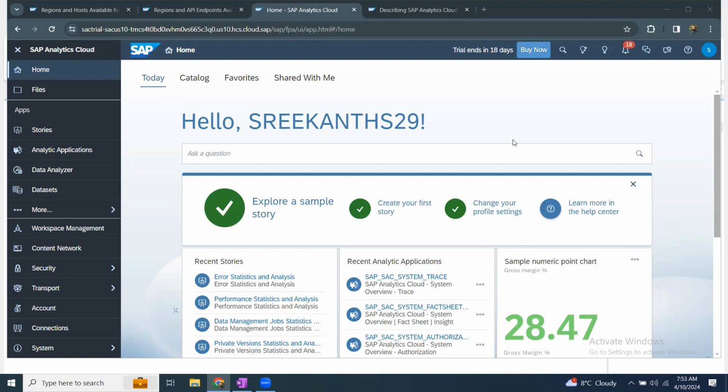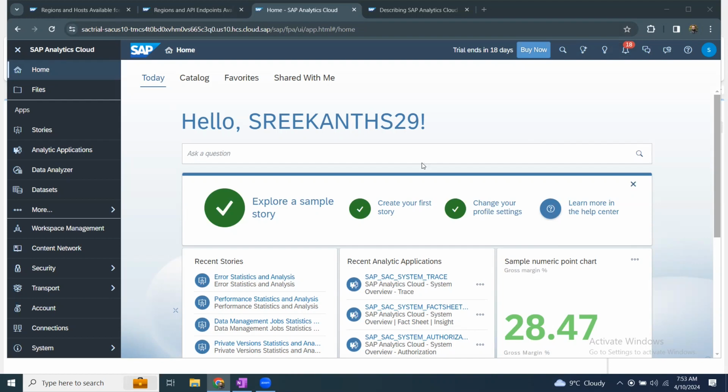In addition to identifying the environments, we will also understand how to find the region and data center for these Cloud Foundry services. In this particular example, for my SAC tenant, let's start with the first part, that is identifying whether my Cloud SAC tenant is on Neo or Cloud Foundry.